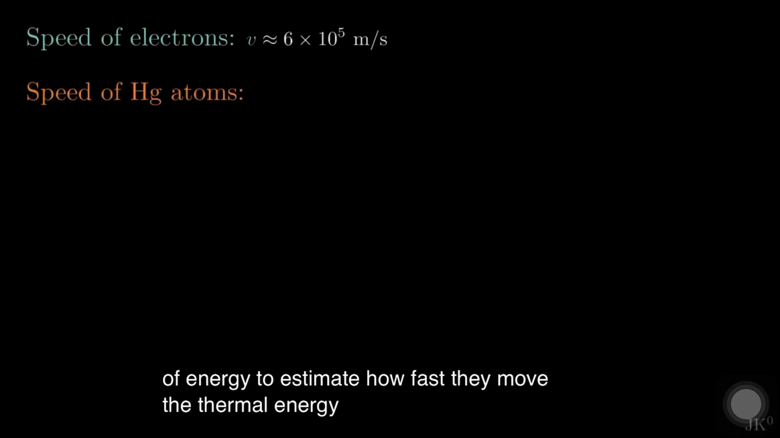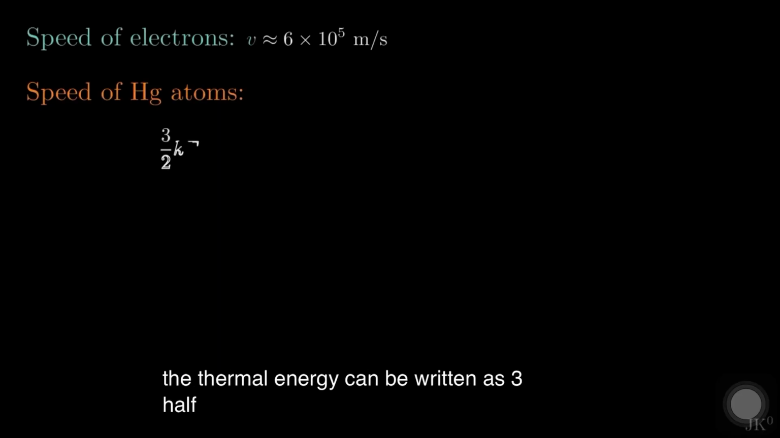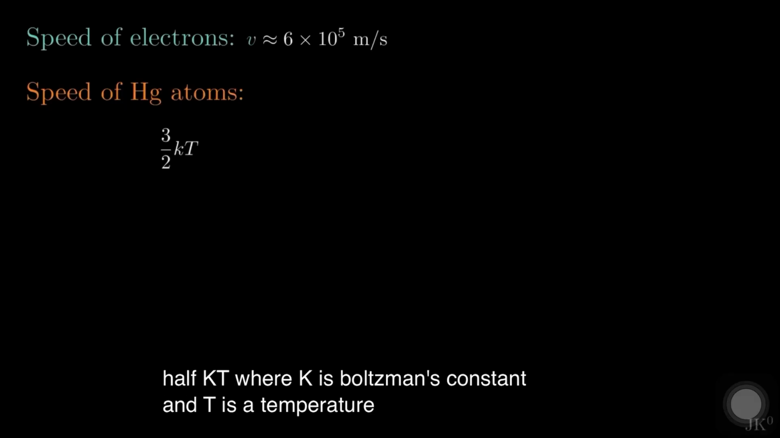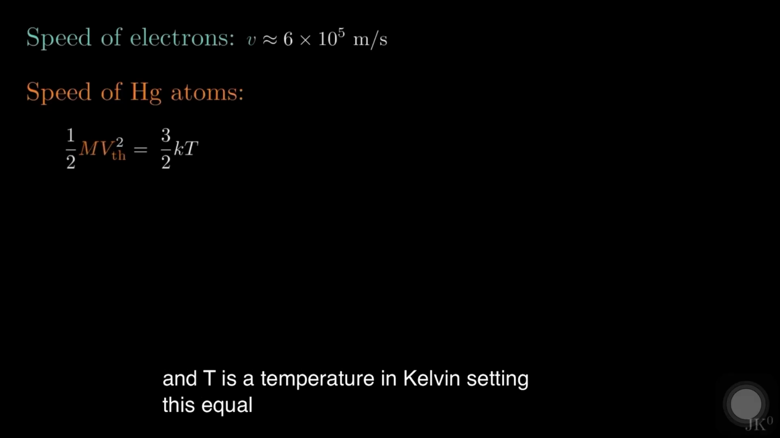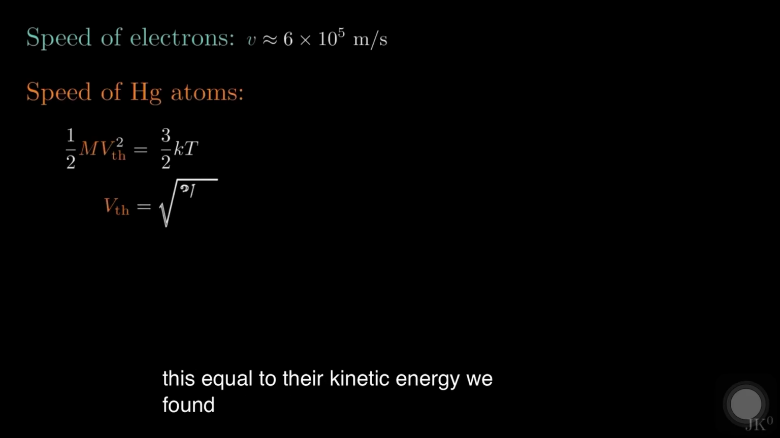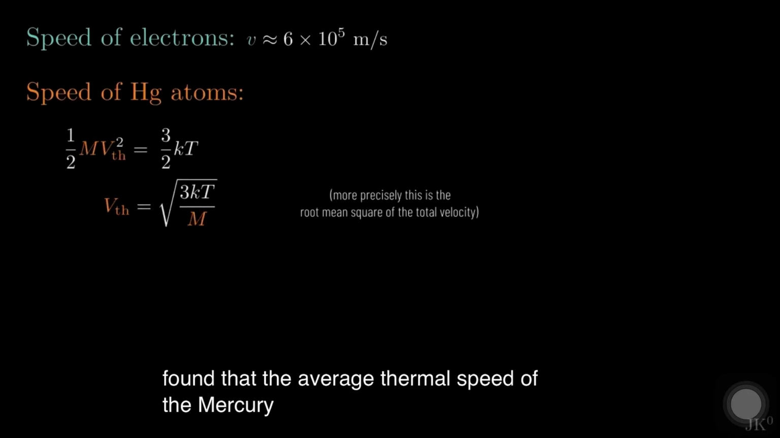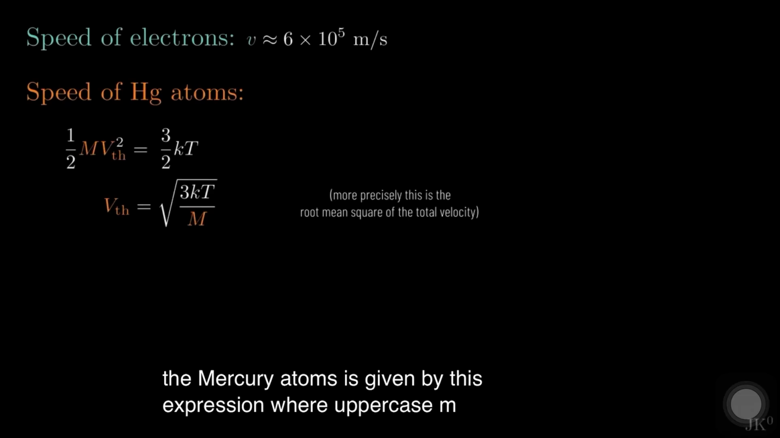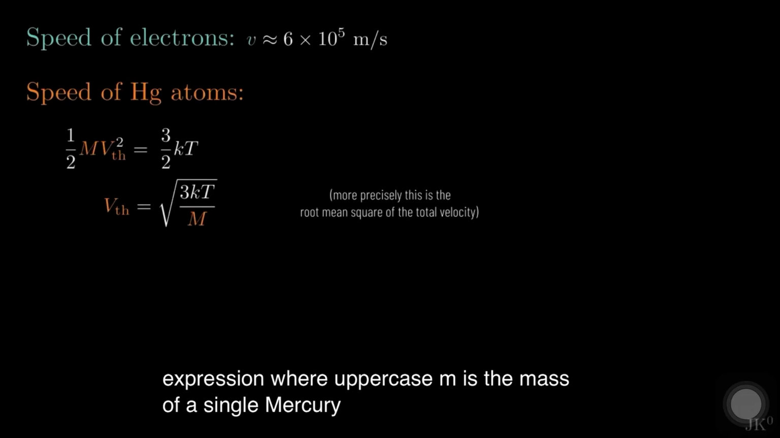The thermal energy can be written as 3/2 kT, where k is Boltzmann's constant and T is the temperature in Kelvin. Setting this equal to their kinetic energy, we find that the average thermal speed of the mercury atoms is given by this expression, where uppercase M is the mass of a single mercury atom.